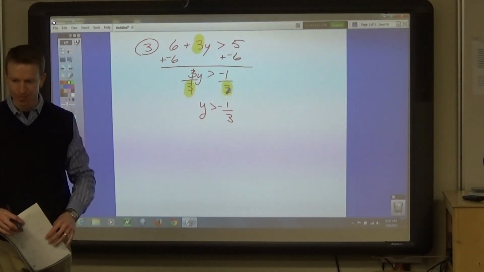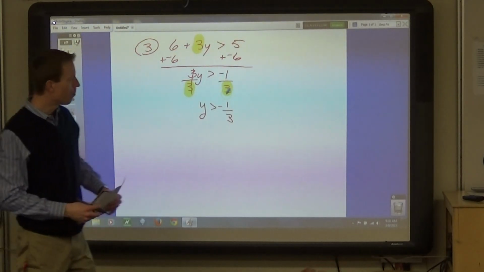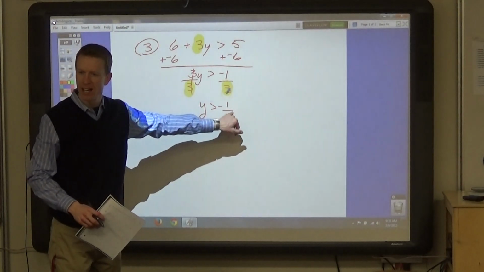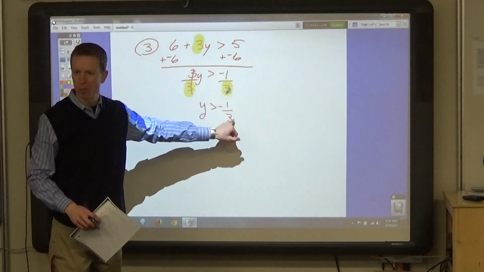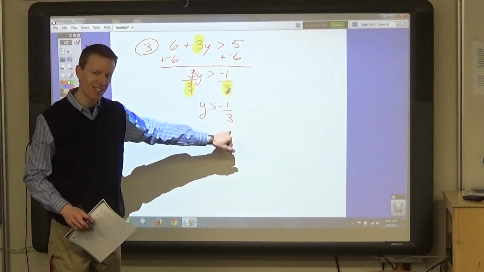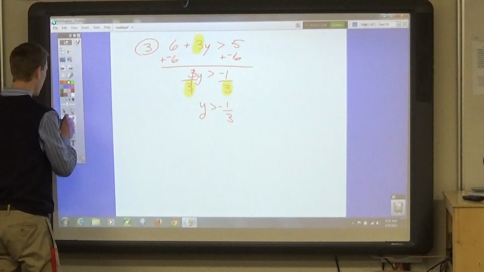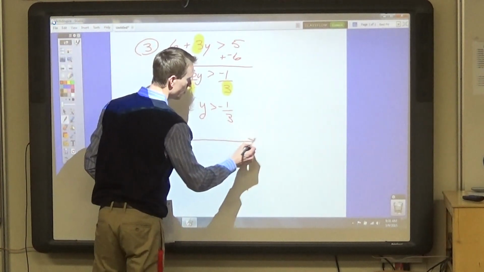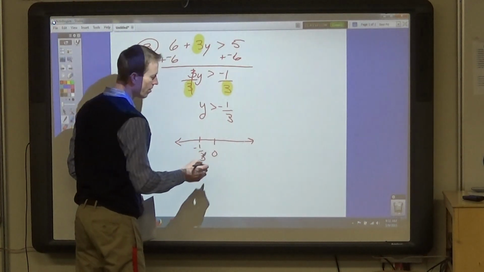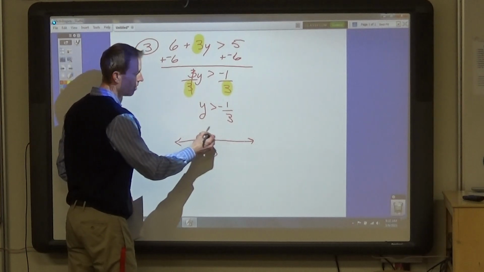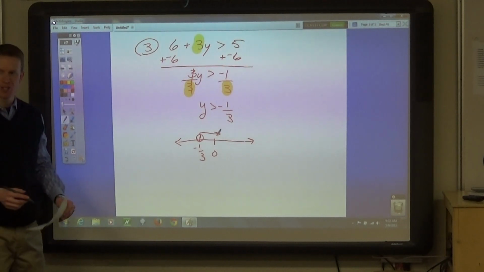Yes? Instead of -1/3, what did you put? -0.33. When you get a repeating decimal, you should keep it as -1/3. Especially in these type of problems where you need an exact answer, keep it as -1/3. Okay? So in order to graph this, graph -1/3. Y is greater than, so we use an open dot and an arrow to the right. Okay? Any questions on this one?